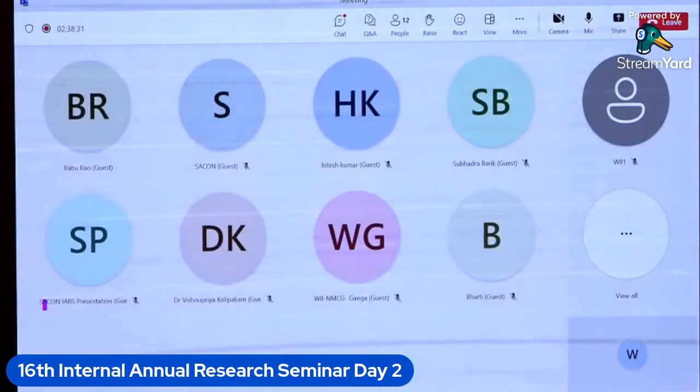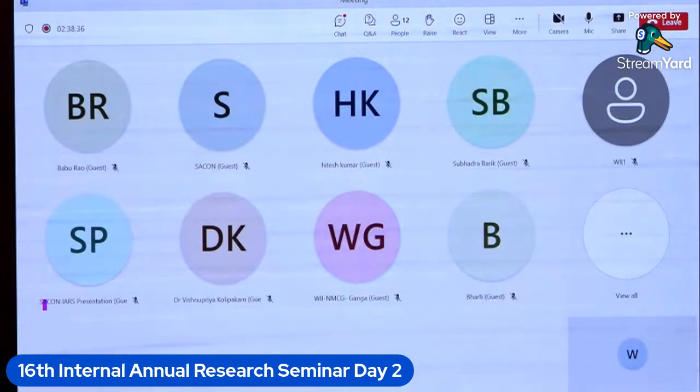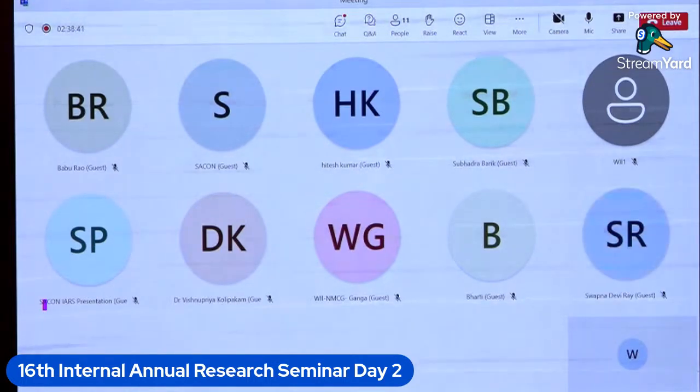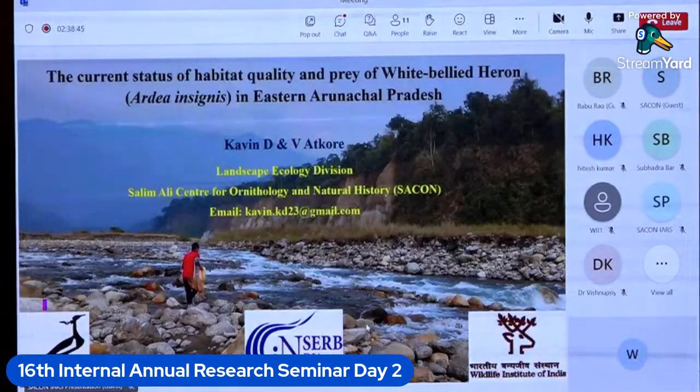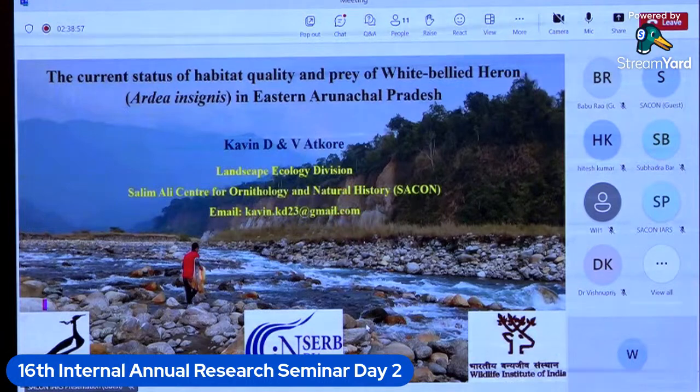The title of his presentation is The Current Status of Habitat Quality and Prey of White-bellied Heron, Ardea insignis, in Eastern Arunachal Pradesh. Kavin has done his master's in environmental science from Bharathiar University, Coimbatore. He started his research career by interning at the Wildlife Institute of India. He is interested in freshwater ecology and fish taxonomy, and currently he is working as a senior research biologist at SACON, where he is looking at fish ecology and piscivorous bird communities of the Eastern Himalayas. Over to you, Kavin.